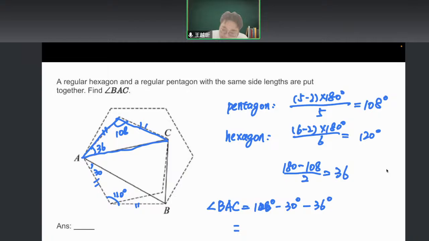I went wrong, because we just look at this angle, right? So 108 degrees minus 30 minus 36. The answer is 42 degrees. Okay.